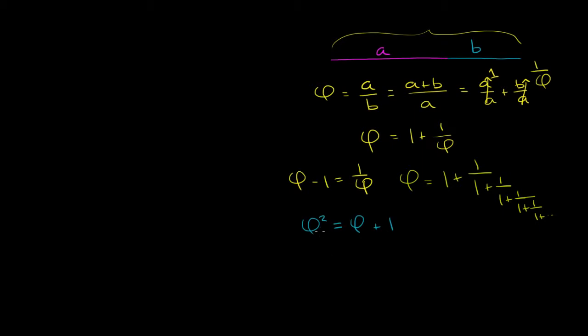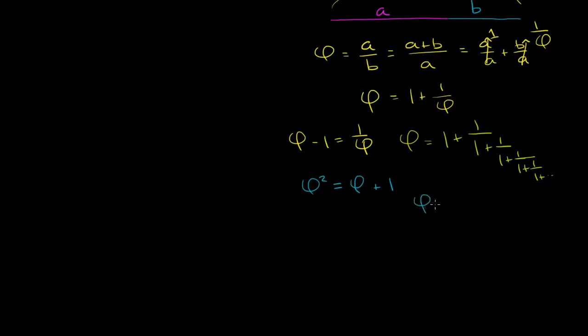Then, actually, I'm going to take a little bit of a side here, because even this is interesting. If we take the square root of both sides of this, you get phi is equal to the square root of, and I'll just switch the order here, the square root of 1 plus phi. Once again, we can set up another recursive definition: phi is equal to the square root of 1 plus the square root of 1 plus phi.